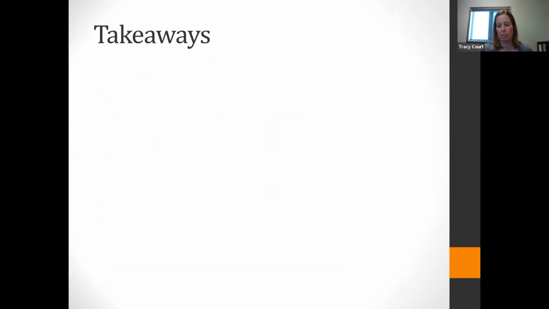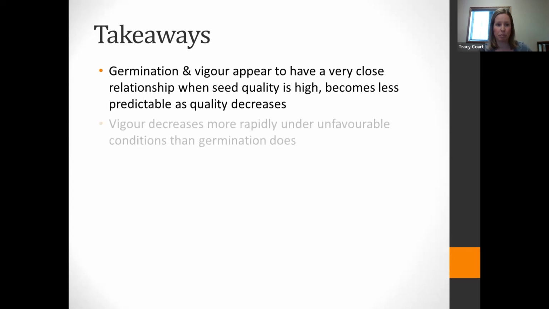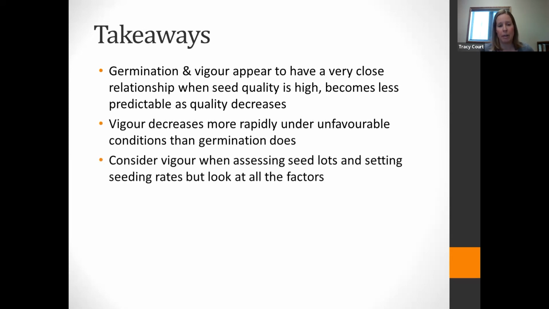So that pretty much covers my presentation. Just a few takeaways I'd like to leave you with here. Germination and Vigour appear to have a very close relationship when the seed quality is high. As that seed quality drops off, Vigour becomes less predictable, and I think that's where the value really comes in testing Vigour, is just to see what else is going on behind the scenes maybe. The Vigour decreases more rapidly under unfavorable conditions than germination does. And so I think we need to consider Vigour test results when assessing seed lots and when setting seeding rates.